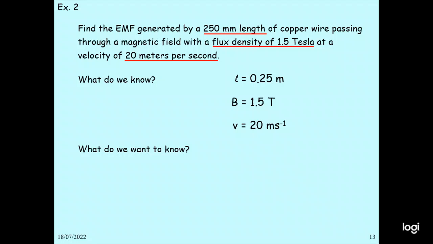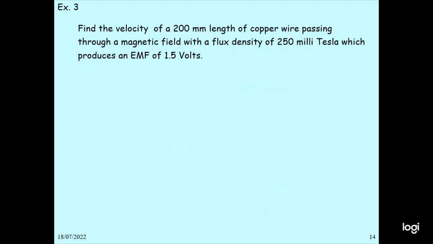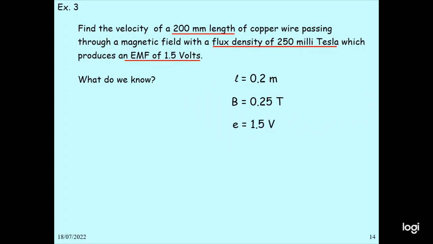The next one is to find the velocity of a 200 millimeter length of copper wire passing through a magnetic field with a flux density of 250 millitesla, producing an EMF of 1.5 volts. What do we know? The length is 0.2 meter, flux density B is 0.25 Tesla, voltage E is 1.5. What do we want to know? We have to calculate the velocity V. So we write the equation E equals BLV, so V equals E divided by BL. So this is 1.5 divided by 0.25 multiplied by 0.2, so you get 30 meters per second.